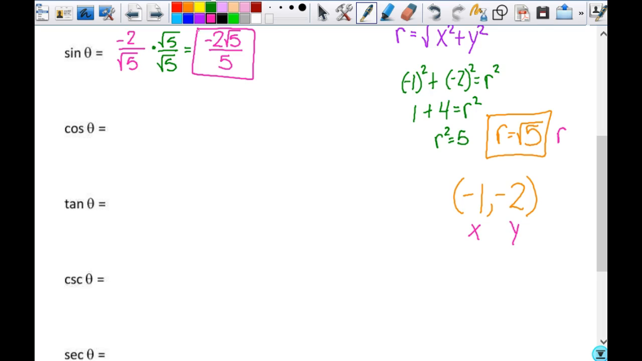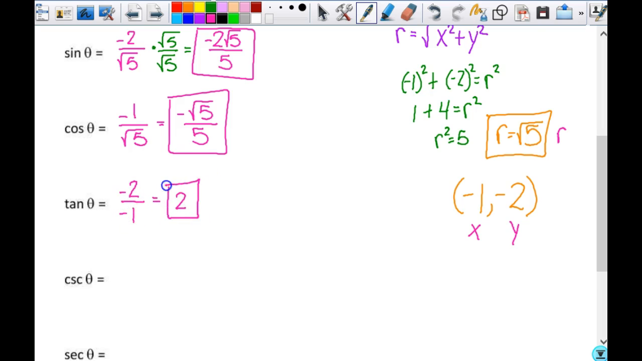So you can pause and try the rest of them if you want, but I'm just going to go ahead and work through the rest of these, and maybe you try the next one on your own. Cosine theta, so that is going to be x over r. So your x value is -1 over your radius, which is the square root of 5. So when I rationalize, it's going to be negative square root of 5 over 5. Tangent theta, that is y over x. So your y value is -2 over your x value, which is -1. So that becomes +2.